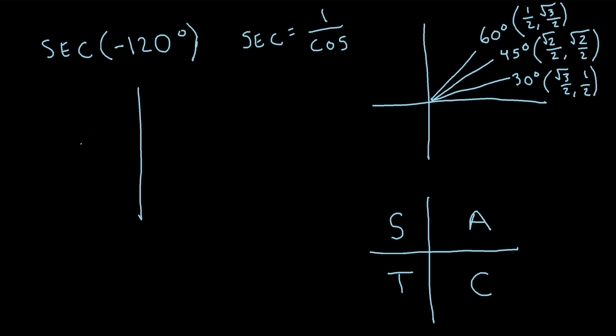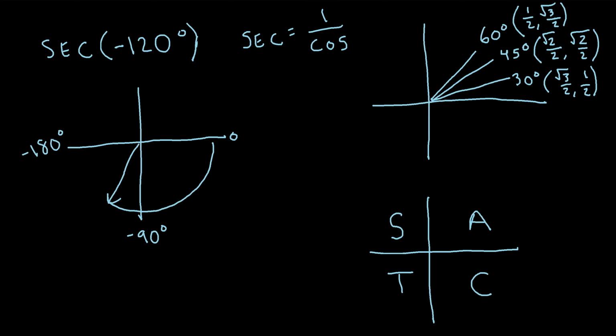So let's do that. So let's draw our unit circle. Here's 0. Now remember, if we're having a positive angle, we draw it by going counterclockwise around the circle. But if we have a negative angle, we go clockwise. So negative 120 degrees, we can imagine this is negative 90. This is negative 180. So to draw negative 120 would be something like this. It would land somewhere out here.